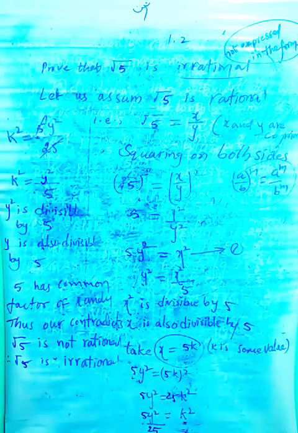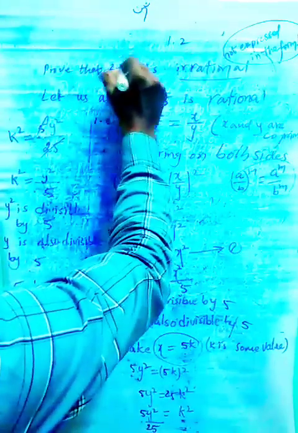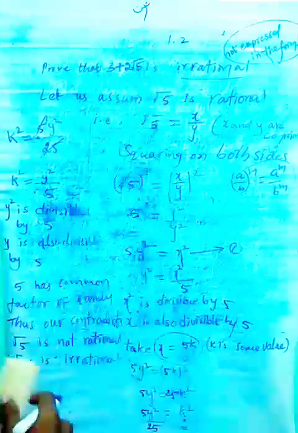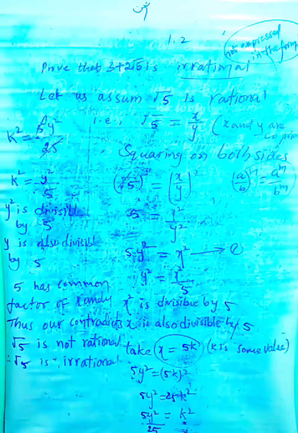Once you learn it, next we want to prove that 3 plus 2 root 5 is irrational. We want to prove 3 plus 2 root 5 is irrational, and we use the same way here.